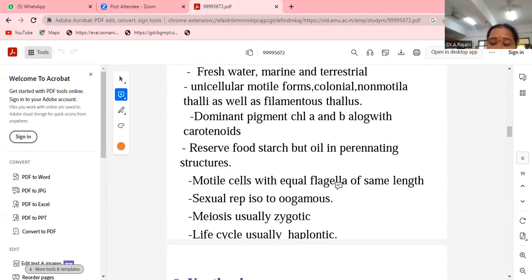Flagella is very important here. The protein that produces the flagella is flagellin protein. See here, flagella is main important for the movement of the algae. How the flagella are formed: the flagellin protein is most important. That protein produces the flagella.